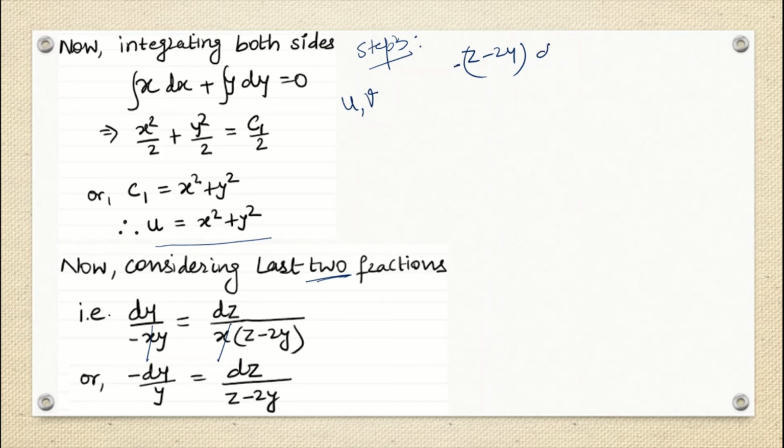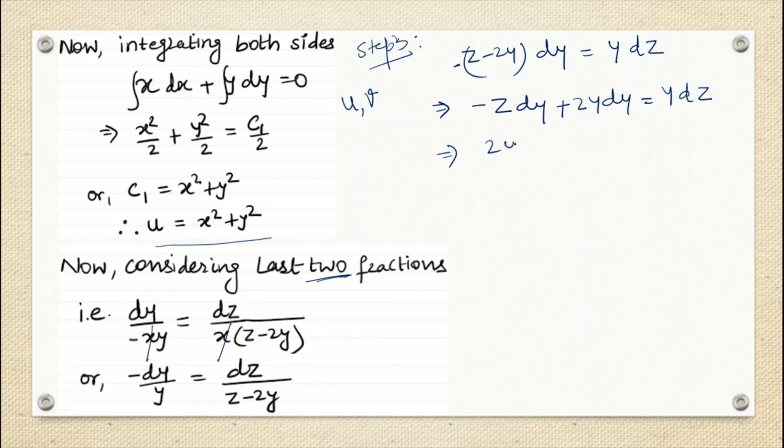minus is present, and then dy, and then I'm writing y dz. So I'll simplify it: minus z dy plus 2y dy equals y dz. Okay, what next I can do? I'm taking this minus z dy into the right hand side. It will be my 2y dy equals y dz plus z dy.